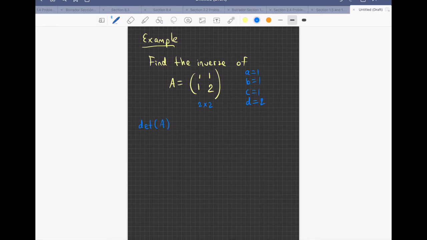Determinant of A is equal to AD minus BC, and it's going to be equal to 1 times 2 minus 1 times 1. And this leads to 2 minus 1, that is 1. See that? So this is different from 0. This implies the determinant is not 0. So A has an inverse.